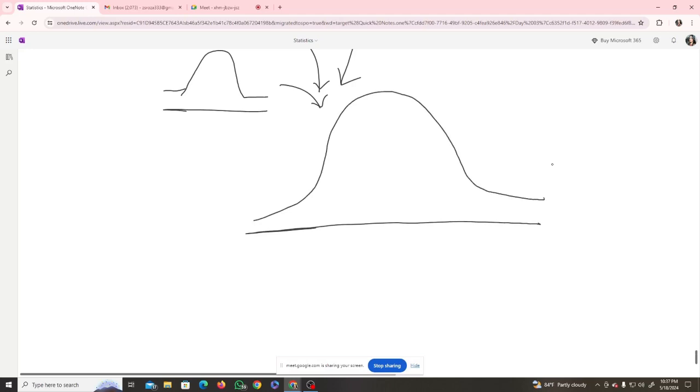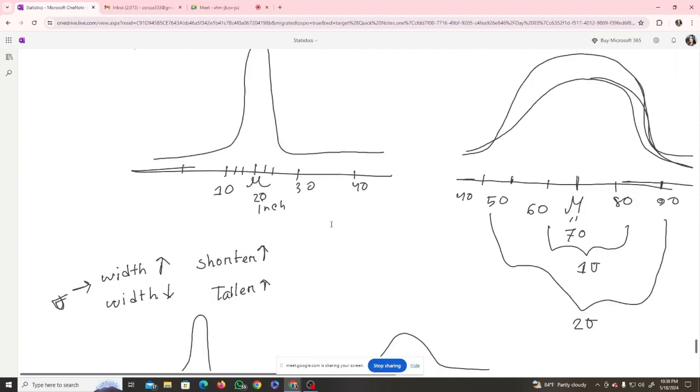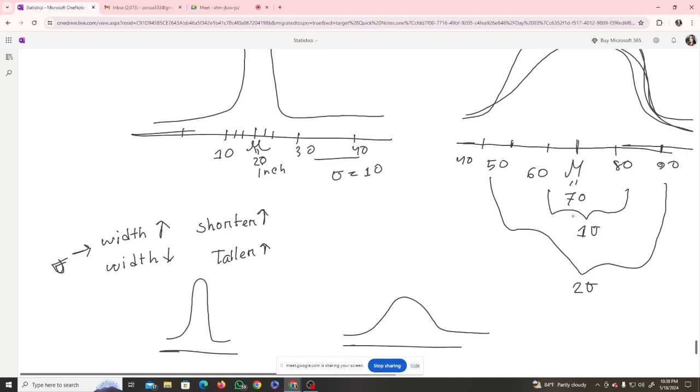This is known as standard normal distribution, or SND. What is the difference between normal distribution and standard normal distribution? In standard normal distribution, your population mean must be 0 and your standard deviation should be 1. But in that case, you were having different values, right? In this case, your mean was 20. In this case, your mean was 70. And your standard deviation was 10. Also in this case, your standard deviation was 10.